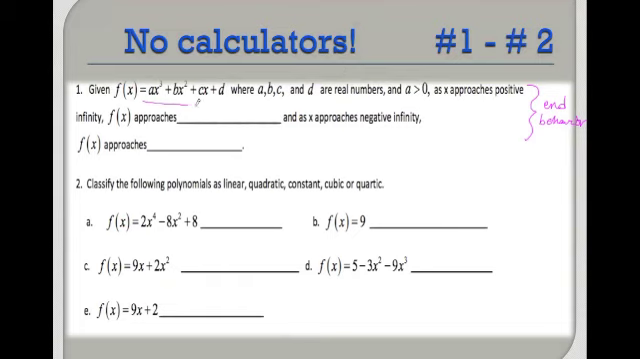So given this polynomial, where a, b, c, d are real numbers, which they would have to be in order for it to be a polynomial, and we're given that our lead coefficient a is greater than 0. So we know that a is positive. What we want to find out is, as x approaches positive infinity, what is the function doing? I know this is an odd function because my degree is 3. And I know that the lead coefficient is positive.